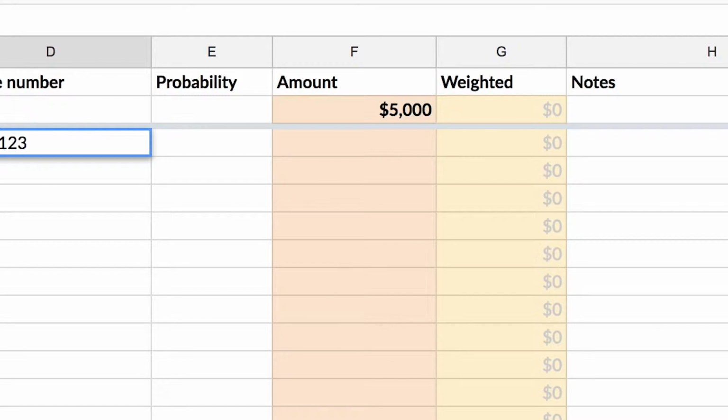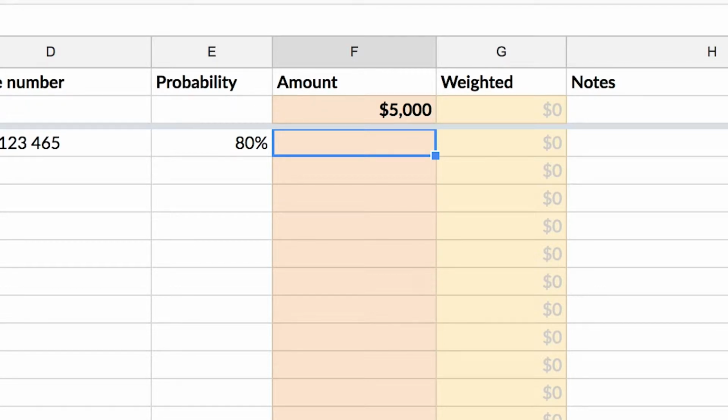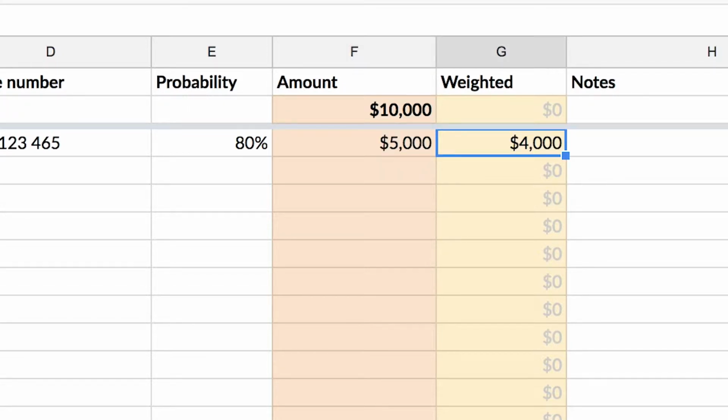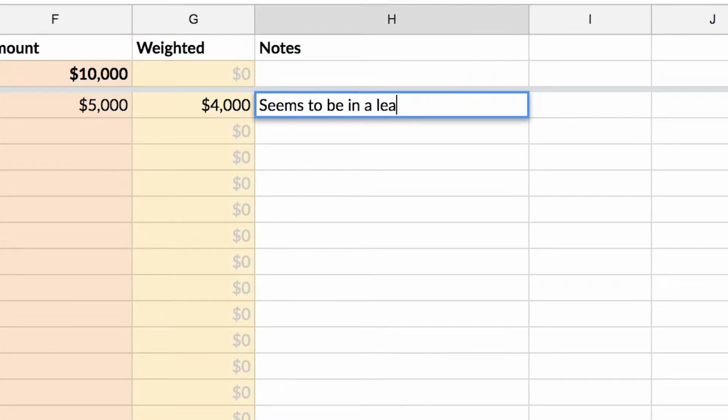The probability is about determining whether someone will actually buy from you. The amount column is your estimate of how much you think they could buy from you. When you multiply the probability times the amount, that gives you the weighted probability. We have a note column, and we use it for any information that doesn't necessarily fit into one of those other columns.